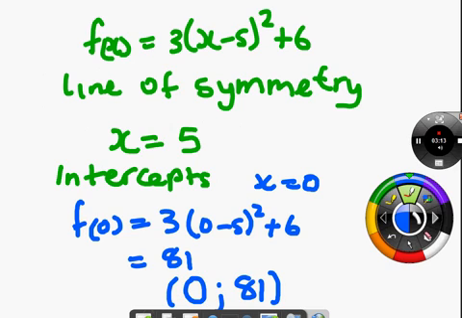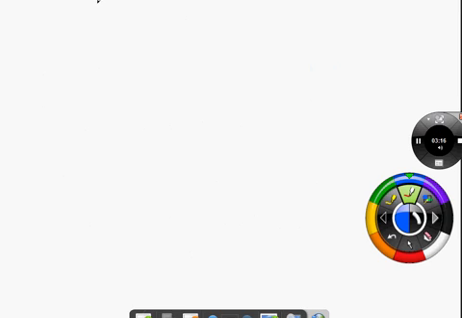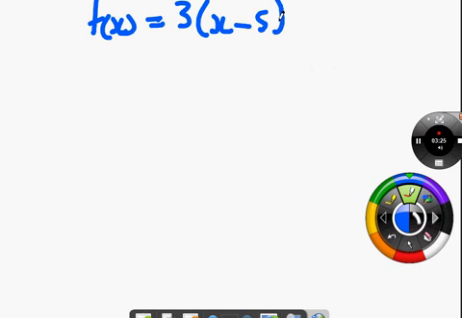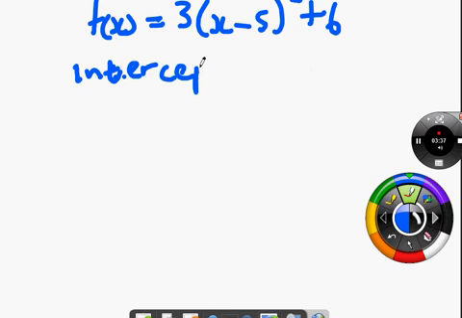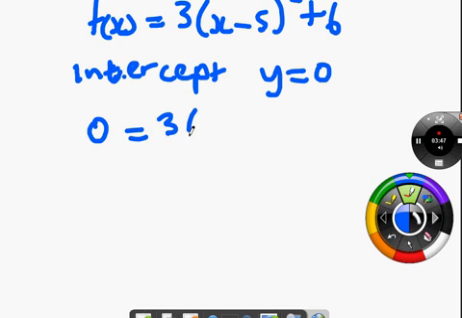Now to find the x-intercept, our function is f of x is equal to 3 bracket x minus 5 squared plus 6. So let's find the intercept there. y is equal to 0 to find the x-intercept. So we make it 0 there. 0 is going to be equal to 3 bracket x minus 5 squared plus 6. And if you take the 6, it will be negative 6.